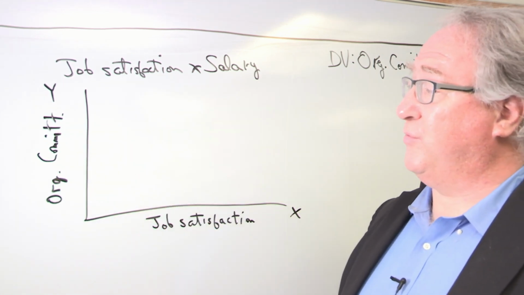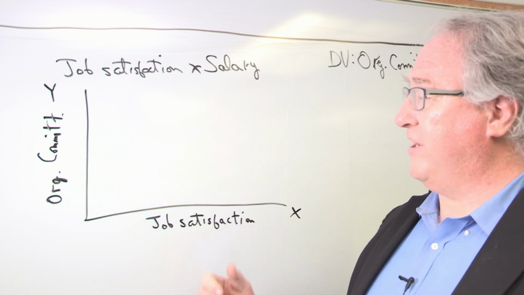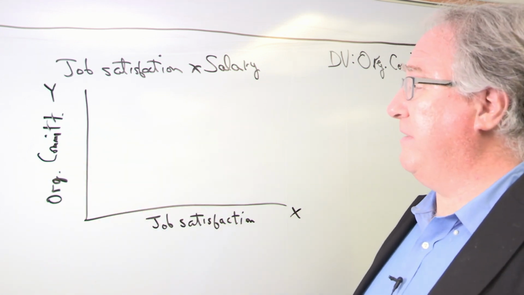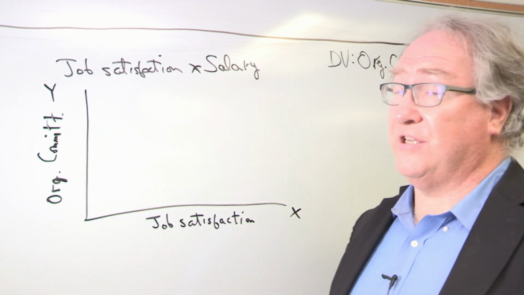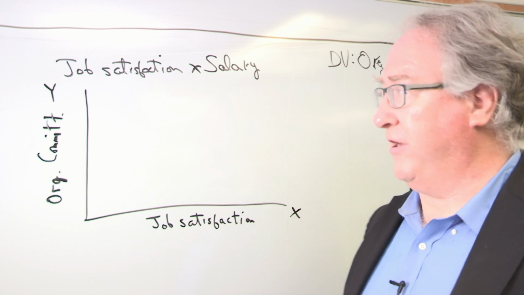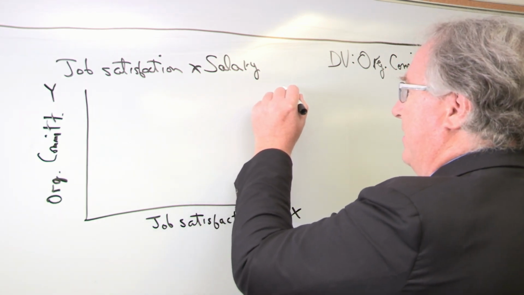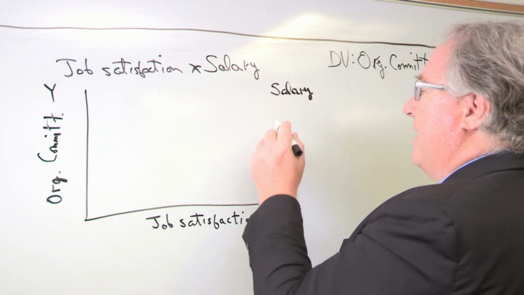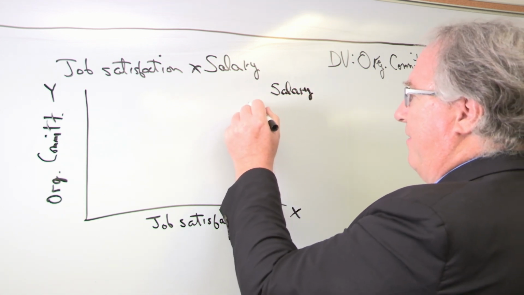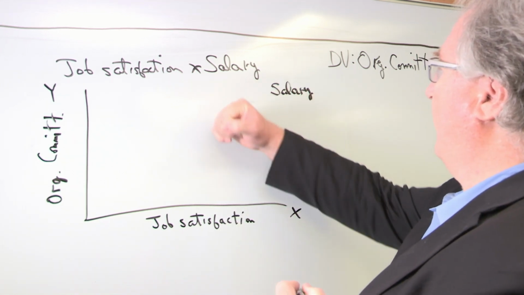So on our y-axis we have organizational commitment. And so we're interested in the effect of job satisfaction on organizational commitment. And with the two-way interaction, we are testing the moderator of salary. So this is employee salary. We'll just refer to it here as salary. And here we have, in fact, here, let's bring that over a little bit.